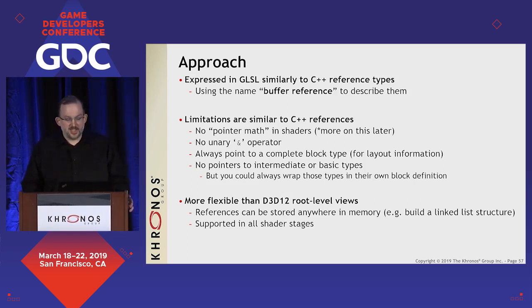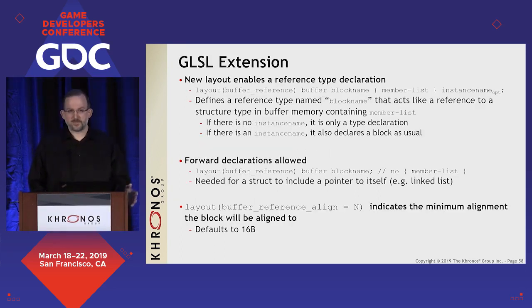Like I've shown, in the shading language, it's really a lot like C++ reference types. It's closer to reference types than pointer types syntactically, and so that's why I've been using the name buffer reference to describe it. It has limitations that are kind of like C++ reference limitations. Some of those limitations are there's no pointer math in the shaders, though I actually have a whole slide on that later. You can't take the address of random things, and the reference types always point to a complete block type. And that's so that the compiler has the layout information for the structure, all the member offsets and array strides and everything.